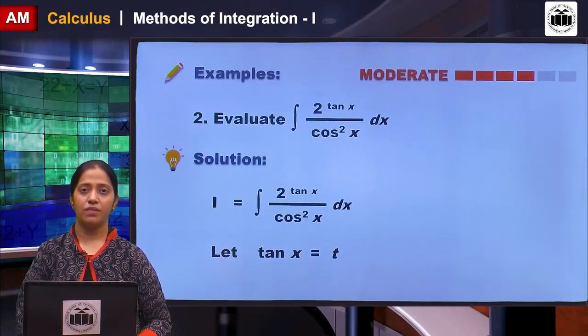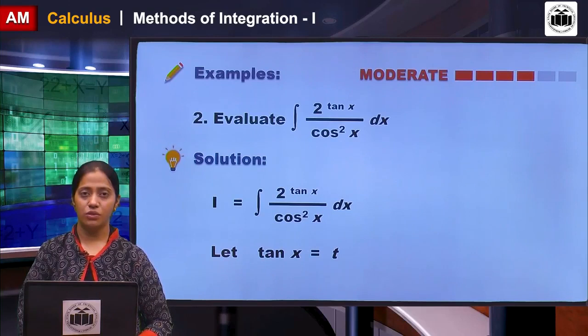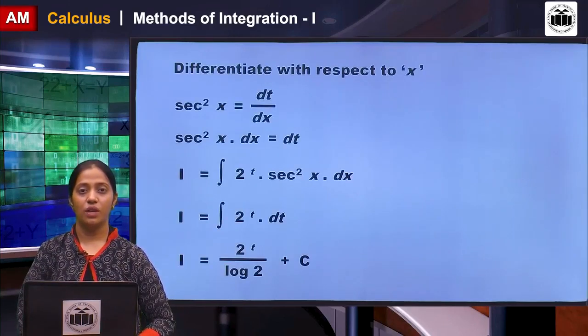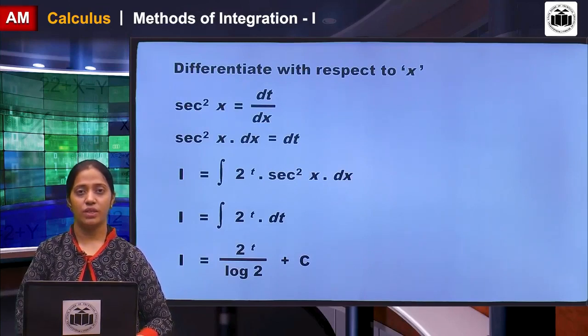The second question I have given is the integral of 2 raised to tan x upon cos square x dx. Here students make a mistake about what substitution to use because cos is given. If you use the derivative of tan, it is sec square x. But you should know there is a relation between sec square x and 1 upon cos square x. We know 1 upon cos square x is sec square x. So you have to think in that way.